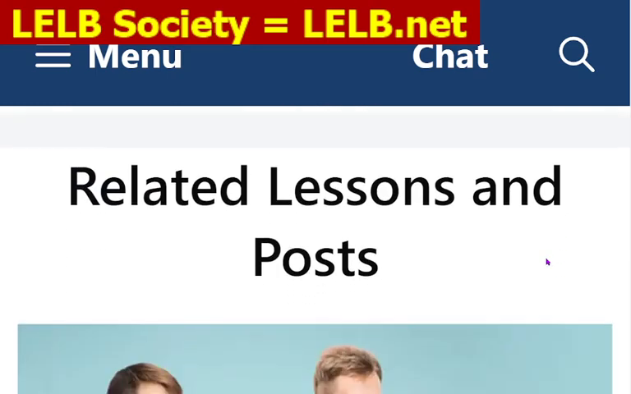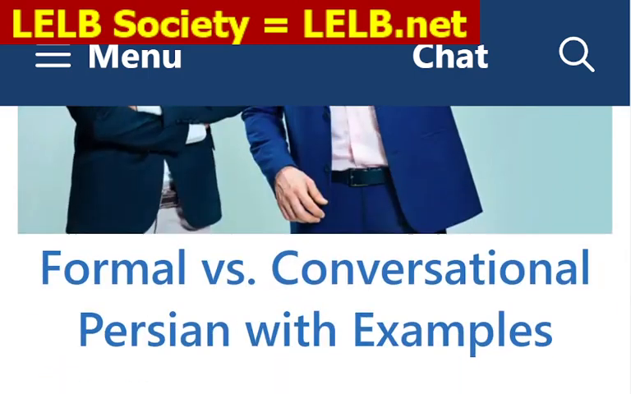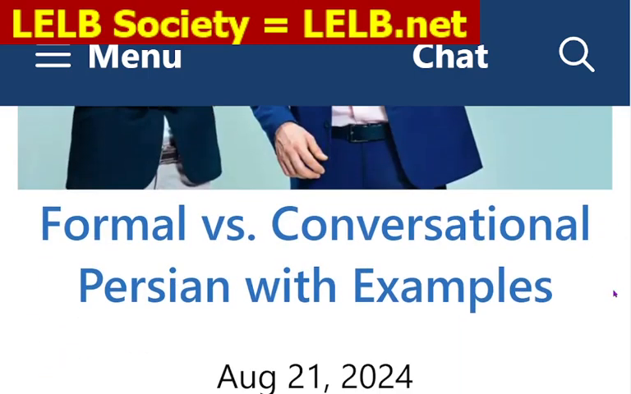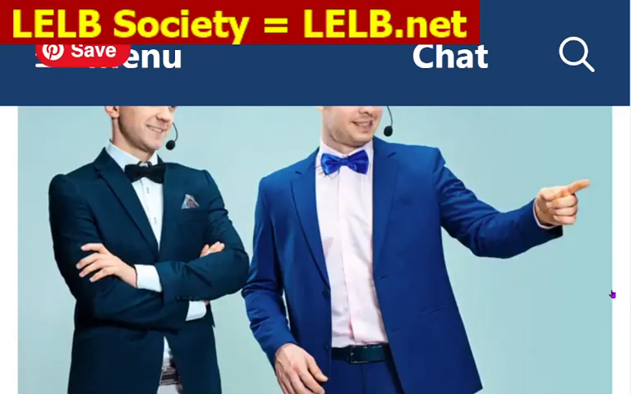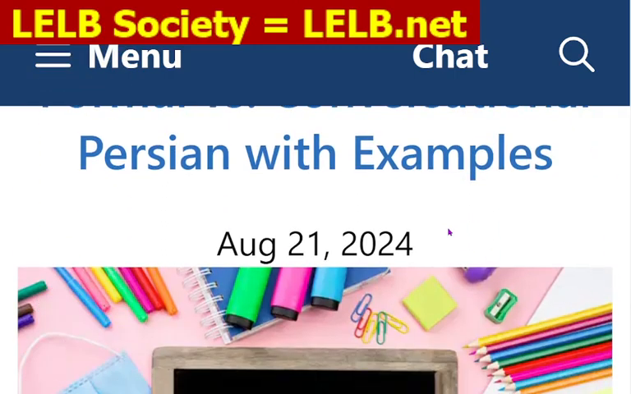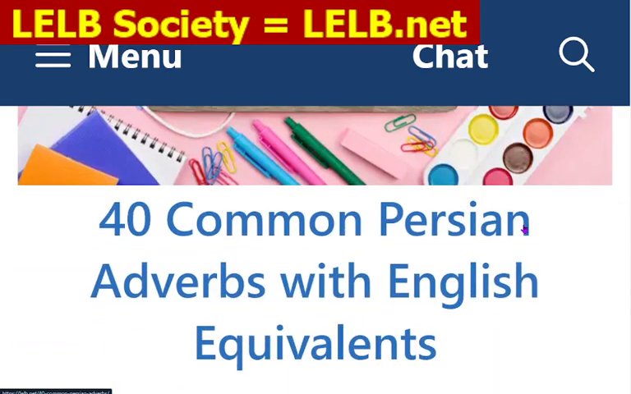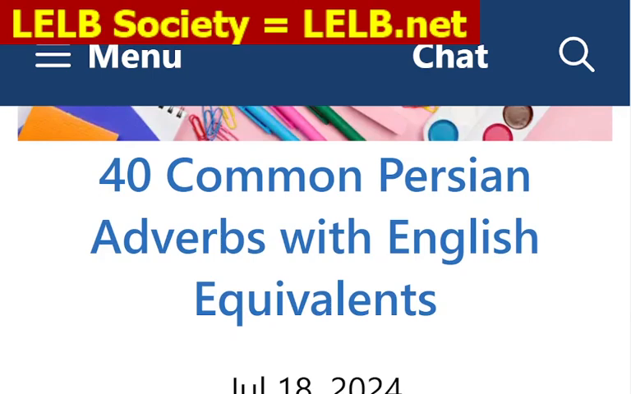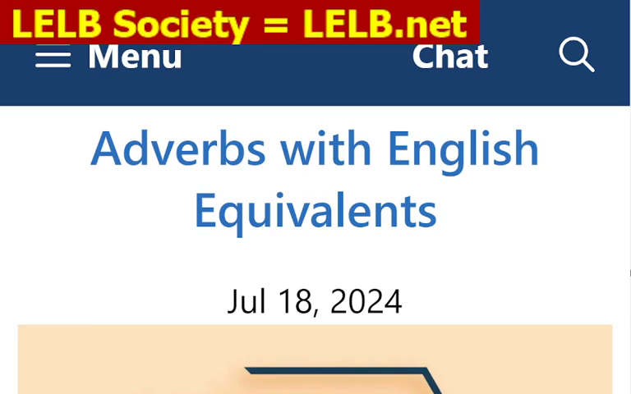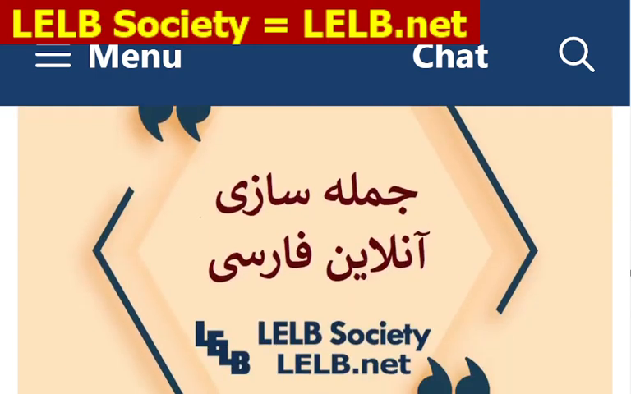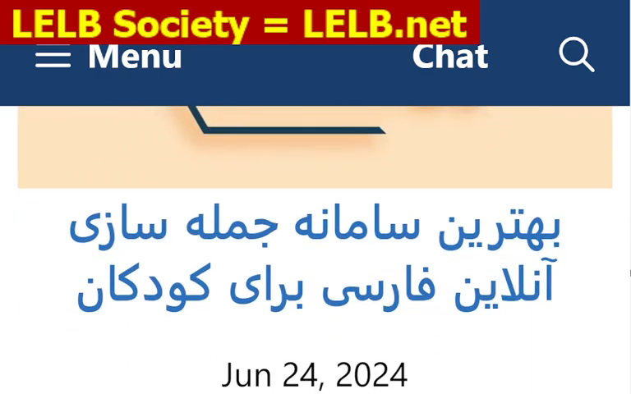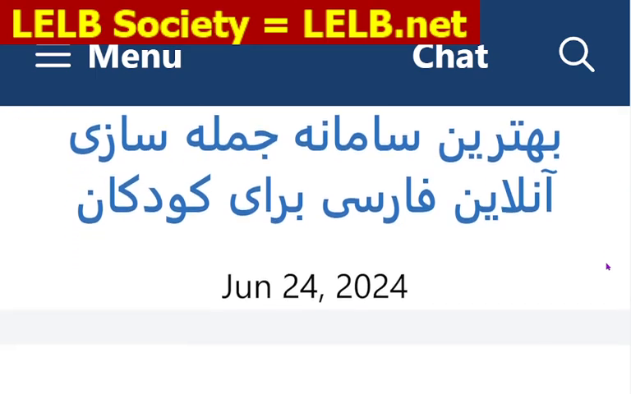And some related lessons and posts. Formal versus conversational Persian with examples, published on August 21st. And Persian adverbs, 40 common Persian adverbs with English equivalents, published on July 18th. And جمله سازی آنلاین فارسی, making sentences, especially for children, published on June 24th.